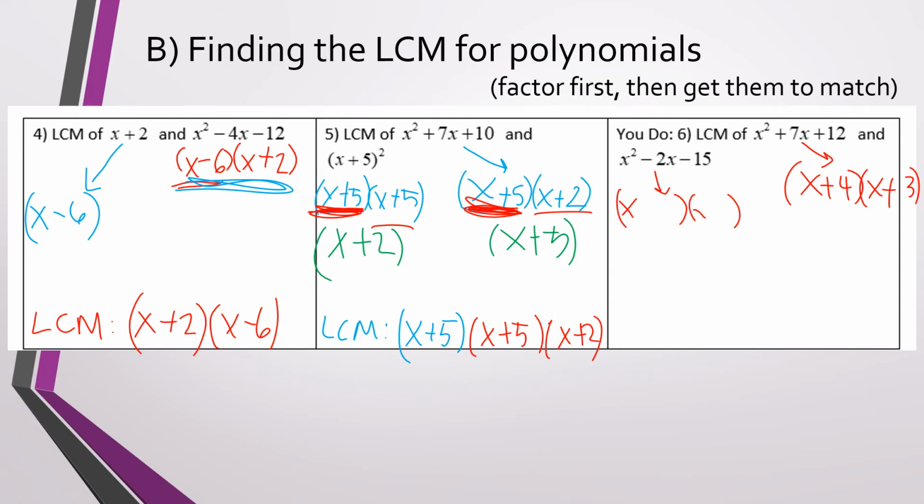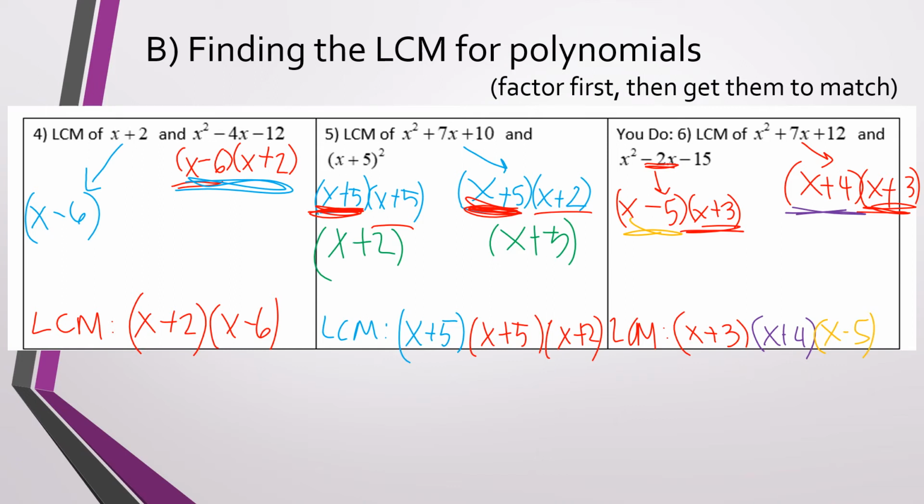For the next one, I need x and x. To get to 15, the closest way to 2 would be a 5 and a 3. Because it's a negative 2, I'm going to need a negative 5 and a positive 3. So again, my LCM, make sure you look at the ones that match. So x plus 3 is in both of them, so that's going to be part of my LCM. I have x plus 4 here, so that needs to be part of my LCM. And then I also have x minus 5, so those are different, so I need to include that as well.